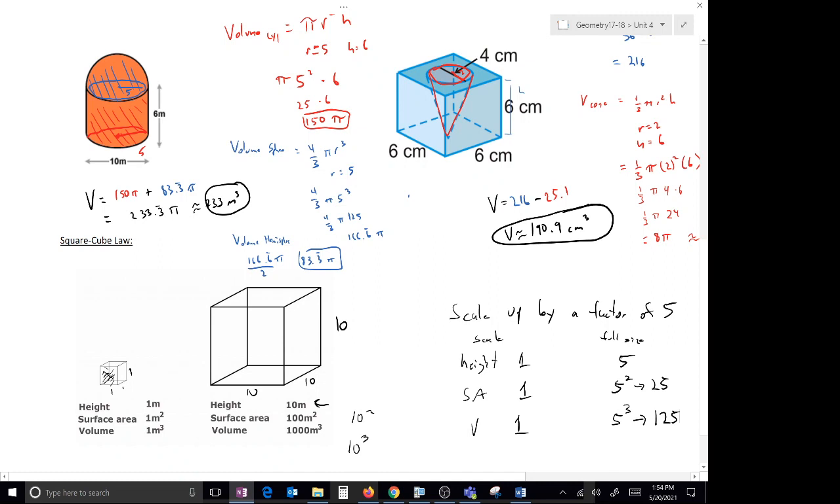So this also causes an issue with biology being able to grow very big. We as humans are limited. You wouldn't be able to grow a human that was 100 feet tall, just because our surface area would grow slower than our volume, which is related to our mass. So we would get way too heavy and not have enough surface area to support ourselves. So that's the end of this video.